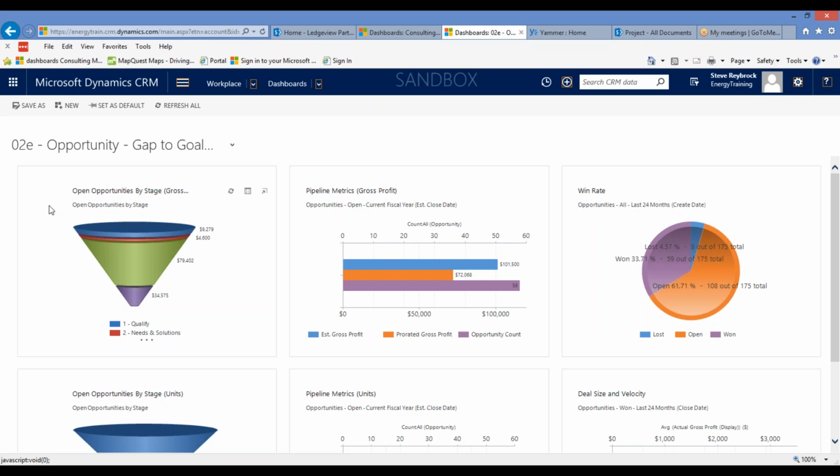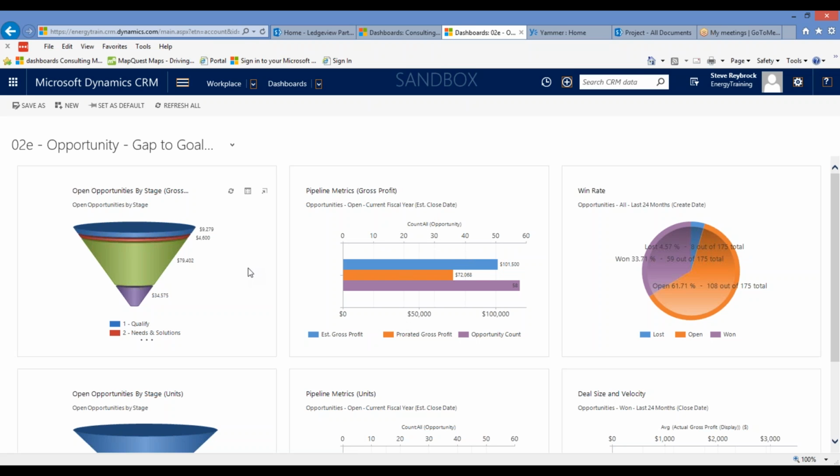Here's all my opportunities added up and shown by sales stage. So how much, in this case, gross profit do I have in the pipeline in each stage of the sales process? Here's a look at what's open. Again, it's looking at gross profit and estimated close date and doing some prorated calculations for you. So it's giving you a good idea. Maybe you set some goals for the year; based on when these deals are going to close, it'll give you an idea of how close you're going to be to hitting your goal. Also some win-loss ratios are on here, and there's more charts.